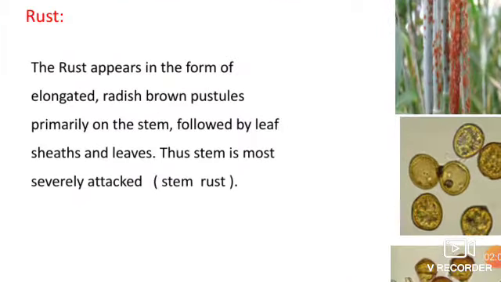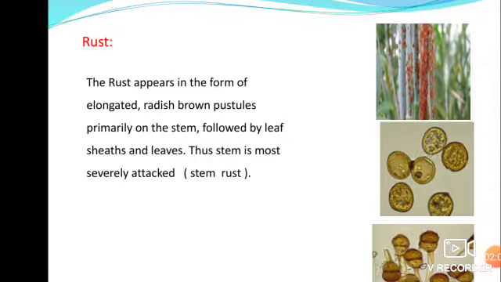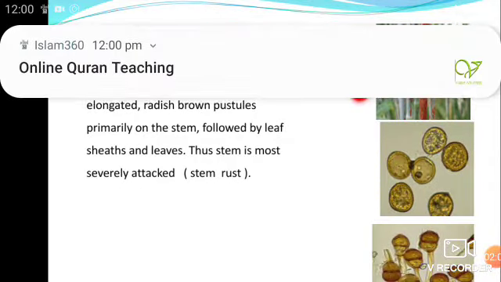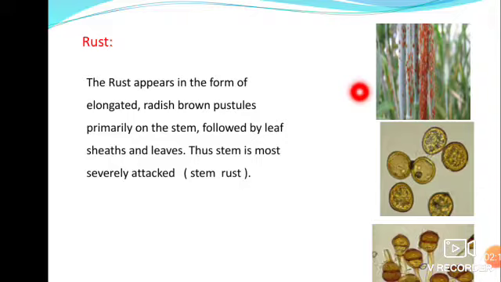Next, see here, this is the first symptom, that is the rust. Here, actually, this is the wheat plant. It shows the symptom rust, or the disease which is caused in wheat is rust of wheat.